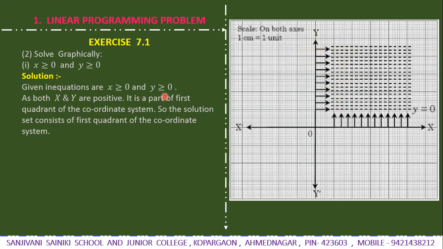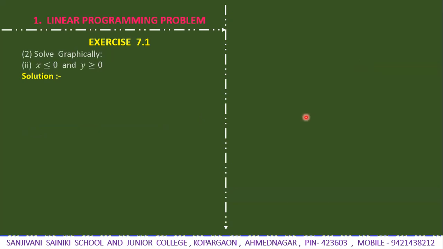Now y is greater than or equal to 0. Its corresponding equation is y is equal to 0, the equation of the x-axis, where y is 0. So y is positive, and again we have to take the part which lies above the x-axis. So what is the common part which lies to the right of the y-axis and above the x-axis? This is the first quadrant.